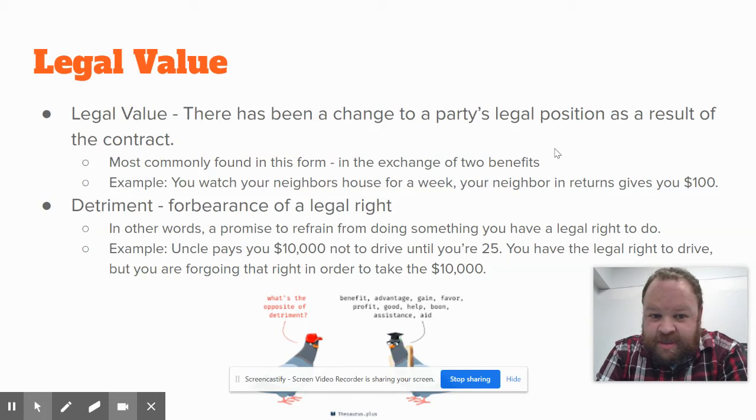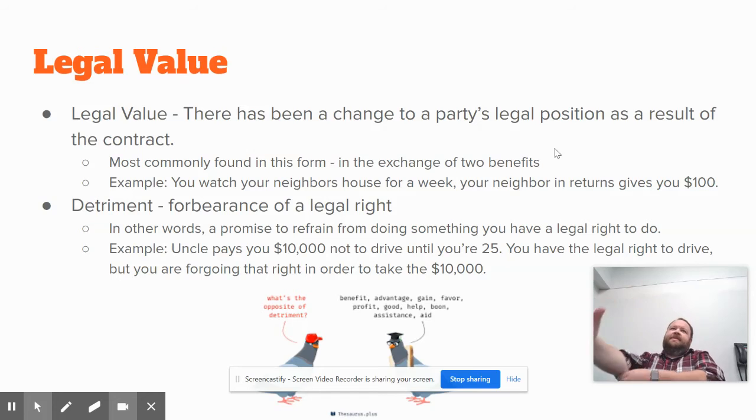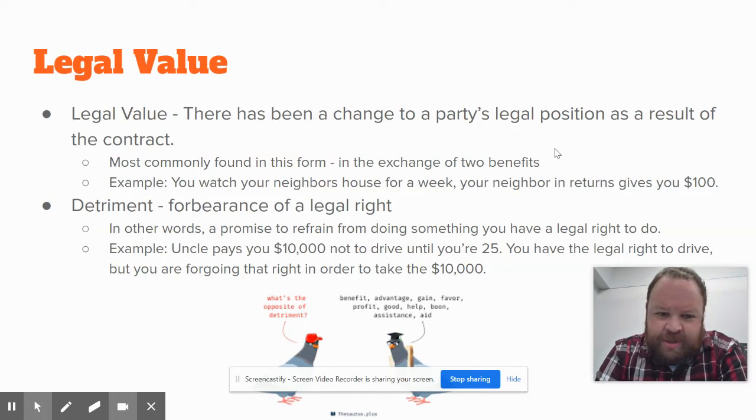Well, there is another term called detriment, which is a forbearance of a legal right. In other words, it's a promise to refrain from doing something you have the legal right to do. We can look at that last example, the video we just watched, or this: your uncle pays you $10,000 not to drive until you're 25. You have the legal right to drive, right?